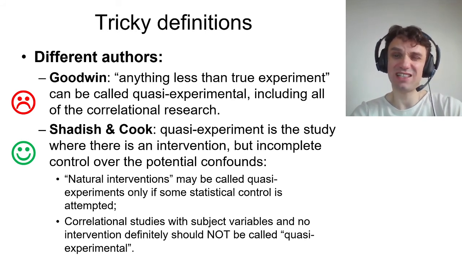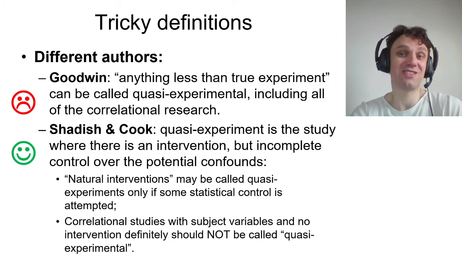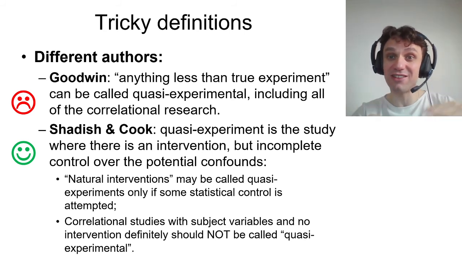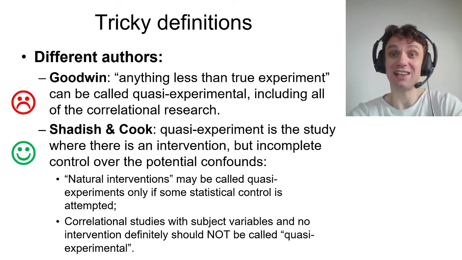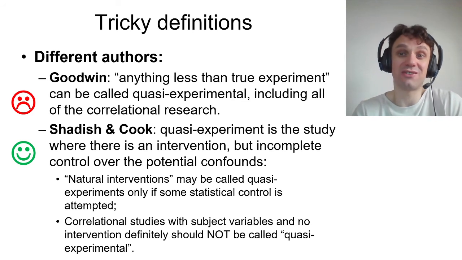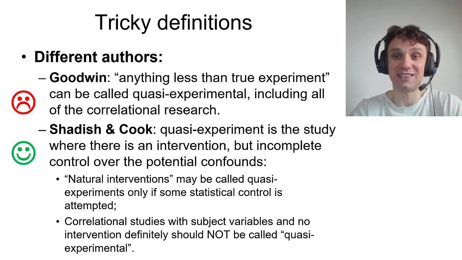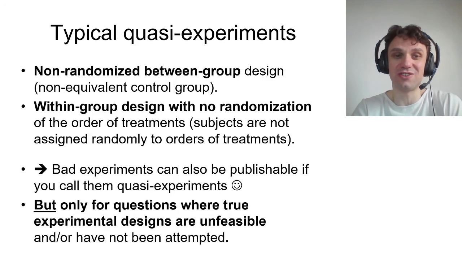Shadish and Cook would say it's better not to call this quasi-experiment because we don't control this intervention. So if we attempt some kind of statistical control and we try to match individuals from those two groups, maybe we can call it quasi-experiment, but it's better not to. And correlational studies, where there is no intervention absolutely, they definitely should not be called quasi-experiments. So my proposition is to stick to the definition of Shadish and Cook and say that quasi-experiment is a study where there is an intervention, but there is no complete control over potential confounds. And such natural experiments should only be called quasi-experiments if there is some attempt to control confounds.